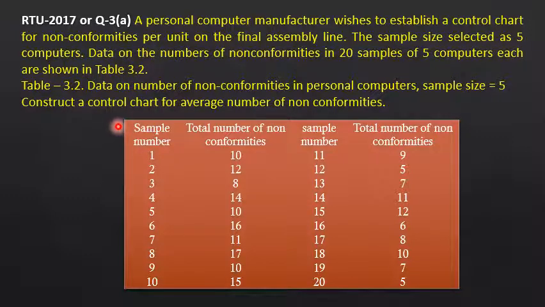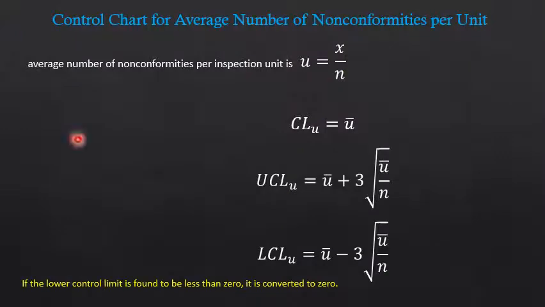So this is table 3.2, and this shows the data on the number of non-conformities in personal computers, and the sample size is given as 5. So we have to construct a control chart for the average number of non-conformities. It means we have to construct a U chart.